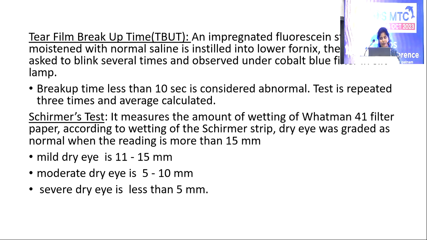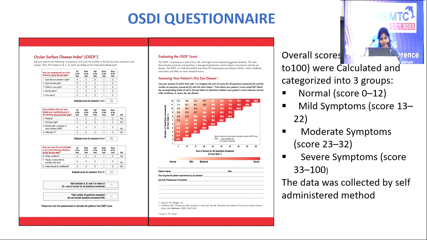Schirmer's test measures the amount of wetting of Whatman 41 filter paper. According to the wetting of the Schirmer strip, dry eye was graded as normal when the reading is more than 15 mm. Mild dry eye is 11 to 15 mm, moderate dry eye is 5 to 10 mm, severe dry eye is less than 5 mm.